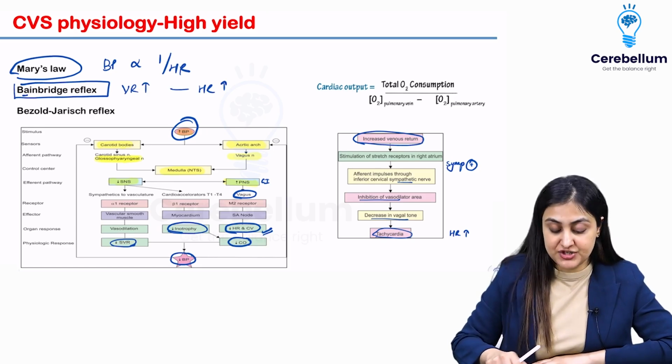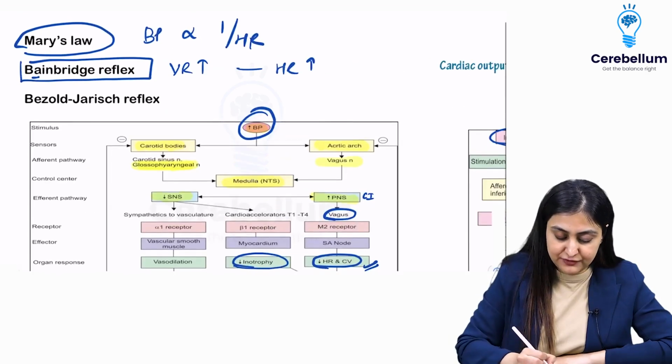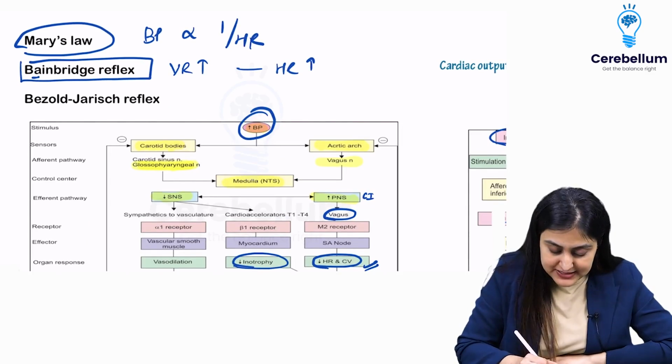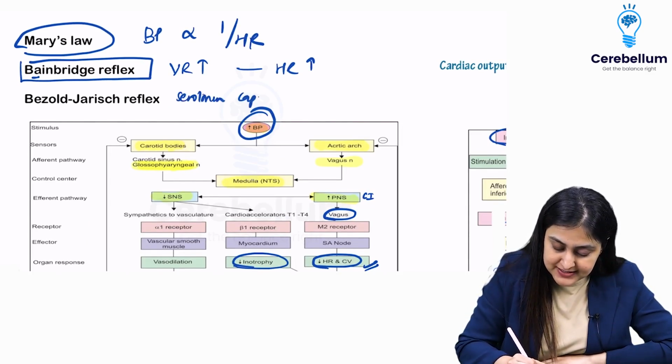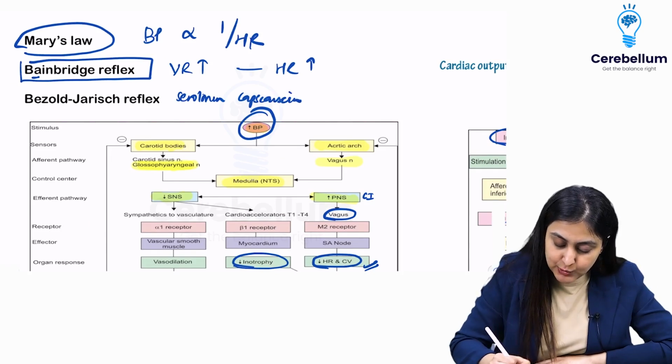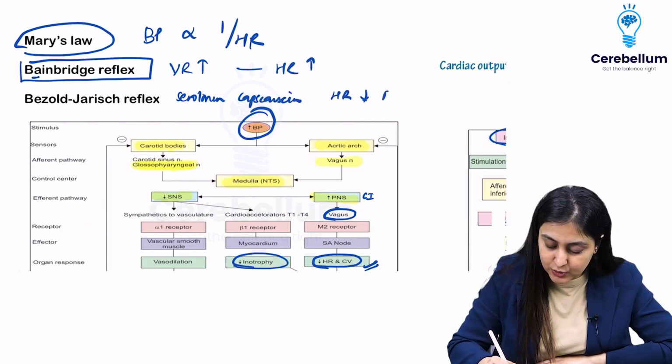What is the Bezold-Jarisch reflex? The Bezold-Jarisch reflex tells you that certain substances like serotonin, you have capsaicin, what these are going to do is make heart rate low when BP is low.